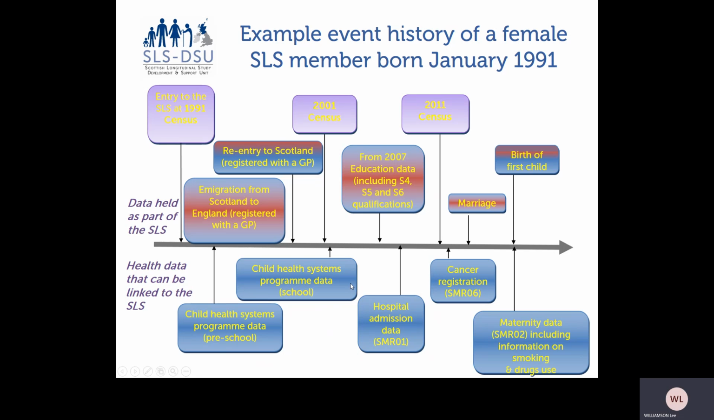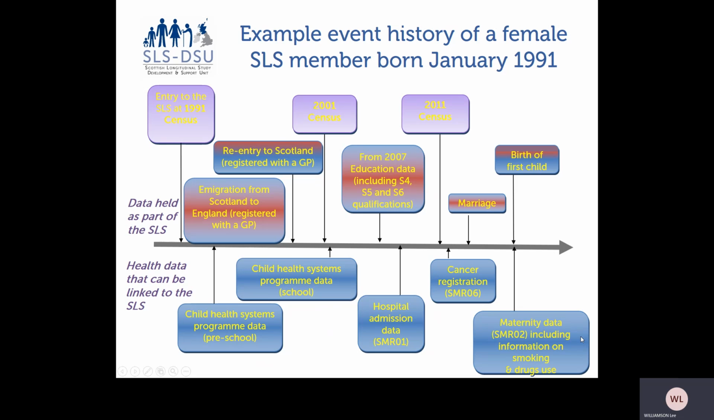All the hospitalisations they might have had through their childhood, through SMR1 data. And as I say, we always have these strange examples where they've got a lot going on, like they get cancer, but they're fine now. And then, of course, we can also link in the maternity data related to the vital events. And it would include information on smoking.